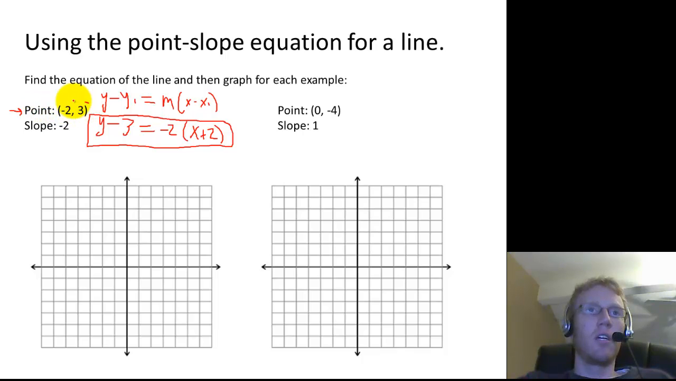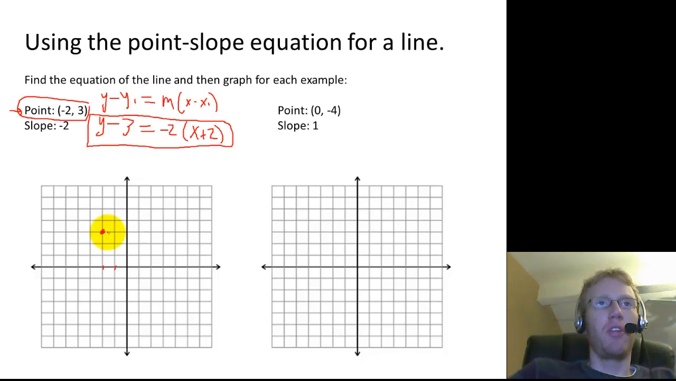Now to graph it, we can plot the point that we know, negative 2, 3: back 2, up 3. That's the point that we know. Then the slope tells us which direction to go and how far. So a slope of negative 2 means from this point we need to go down 2 over 1, plot this one, down 2 over 1, down 2 over 1, etc. And again, remember to go backwards, you do the opposite. So instead of going down 2 and forward 1, I can go up 2, back 1, up 2, back 1.